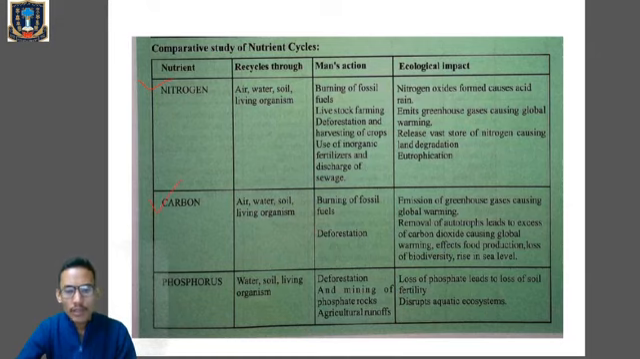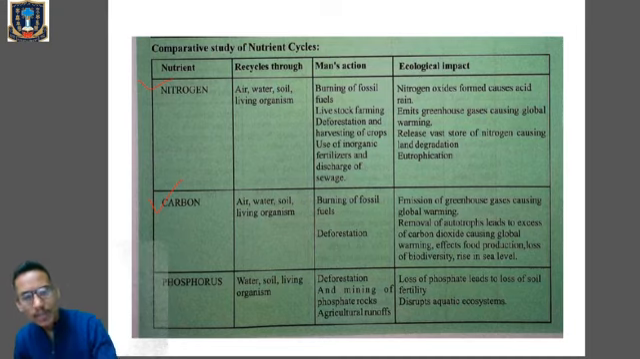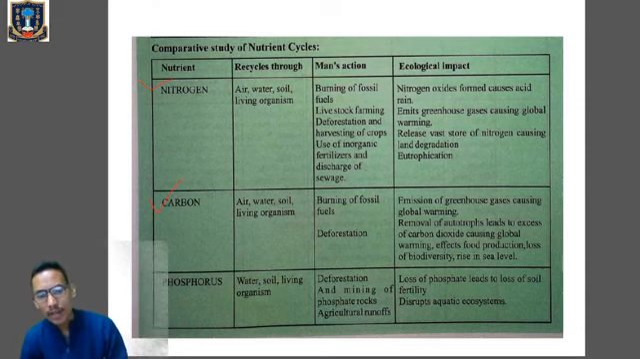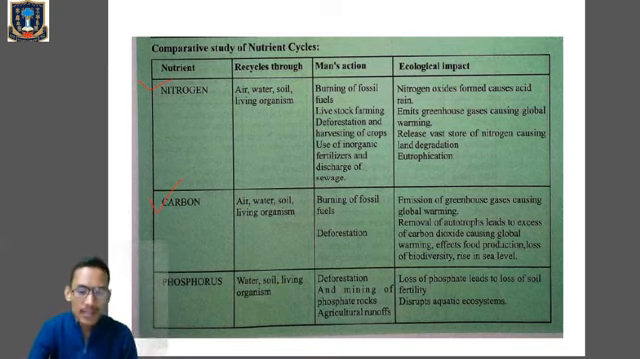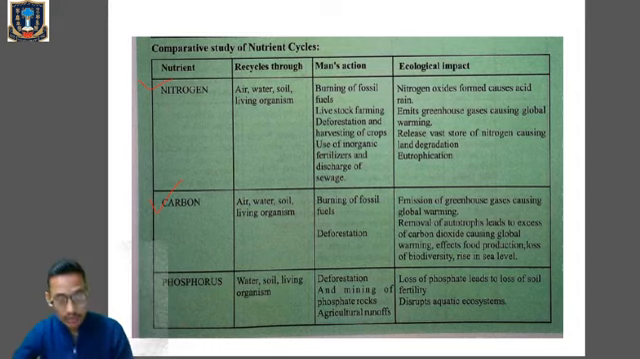It recycles through air, water, soil, and living organisms. Man's action, burning of fossil fuel and deforestation, will release carbon into the environment or the ecosystems. Ecological impact, emission of greenhouse gases, which will lead to global warming. Okay, removal of autotrophs leads to excess carbon dioxide, causing global warming. It affects food production, causes loss of biodiversity, and rise in the sea level, because global warming will lead to melting of glaciers, and whenever the glaciers start melting, the water level starts increasing, and there will be flood in the coastal areas also. Clear?